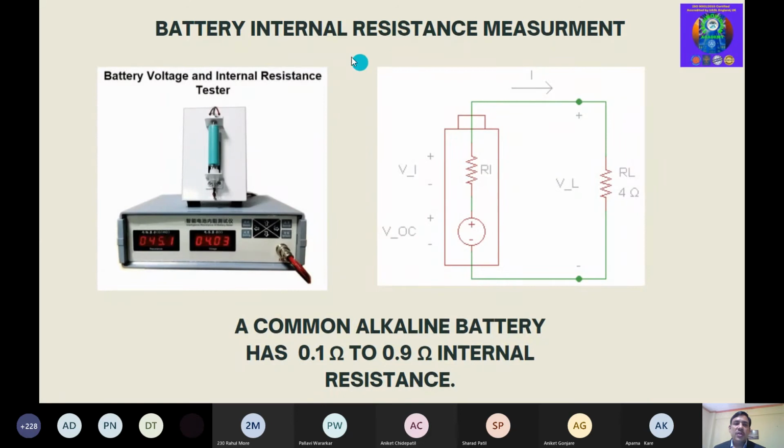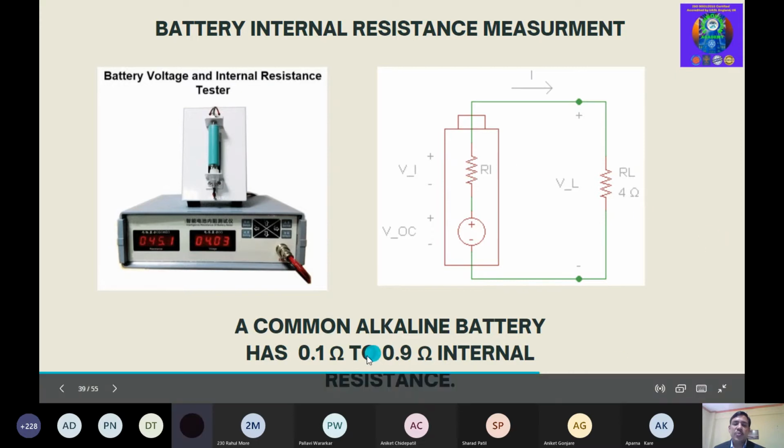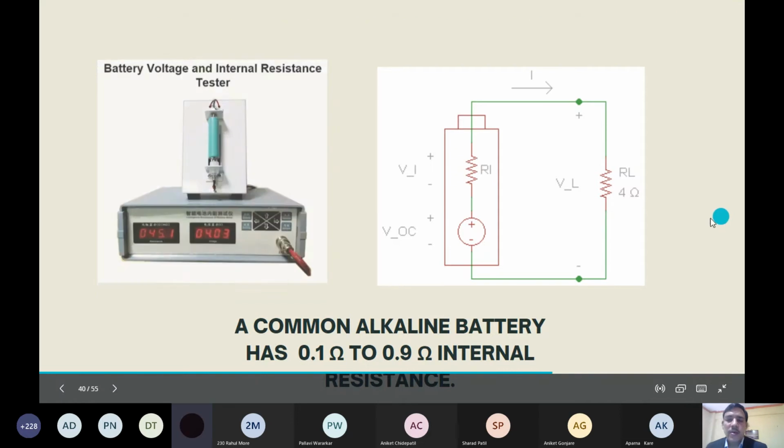Then battery internal resistance measurement. An internal resistance measurement kit is used to measure the internal resistance to check the healthiness of the cell, and it should be in the range of 0.1 to 0.9 ohm.